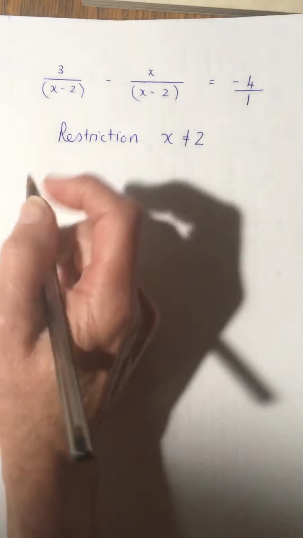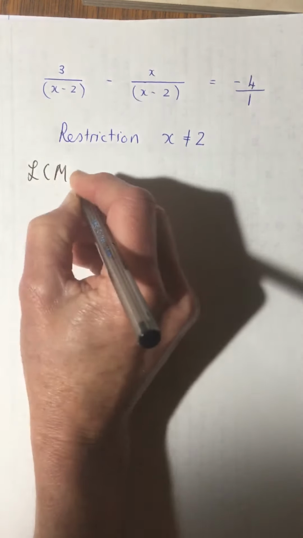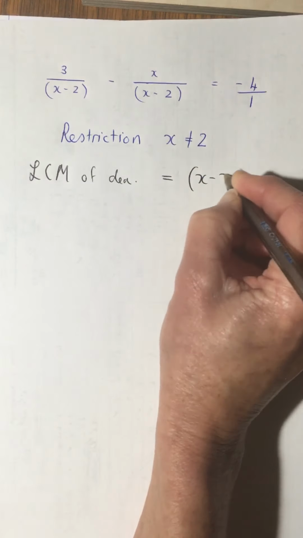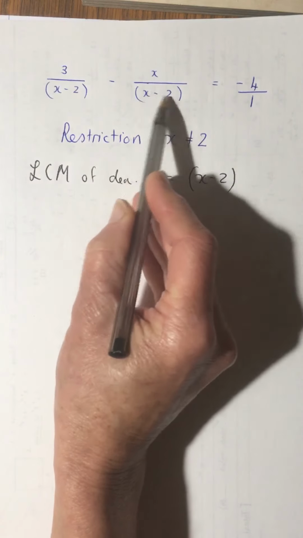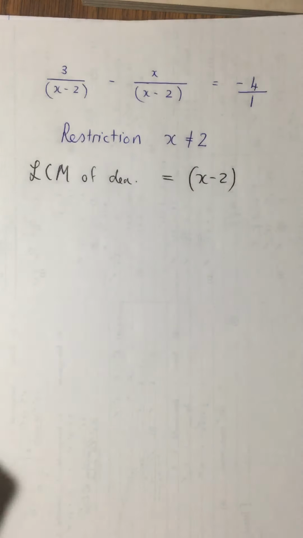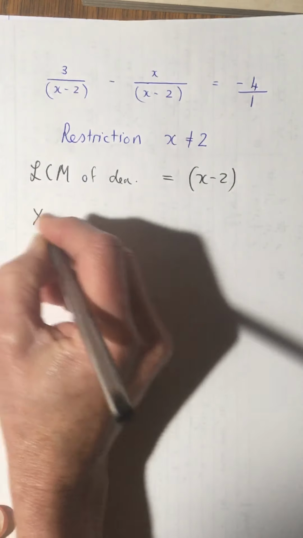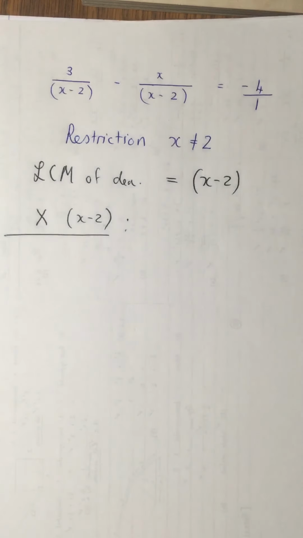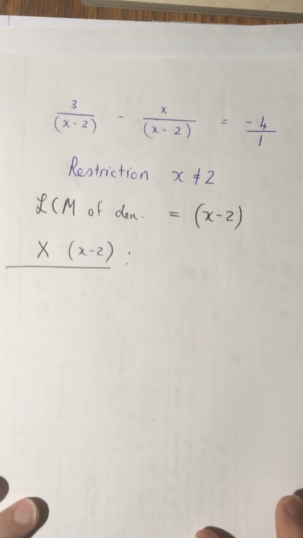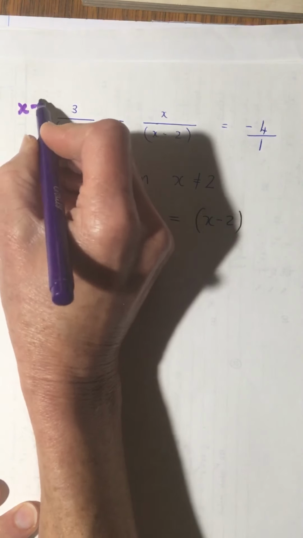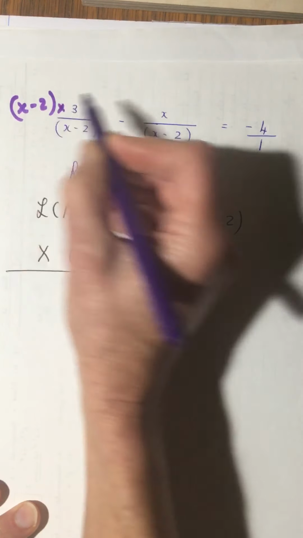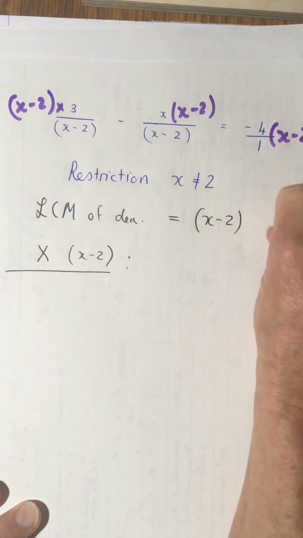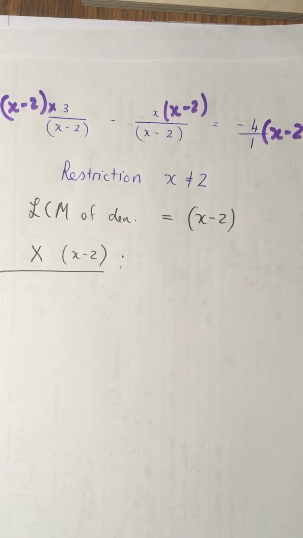In this case, the LCM of the denominators is equal to x minus 2. It's like the whole bracket, both terms. And what we will do, we will multiply the equation by x minus 2. Each term. I'm going to write it over here. We multiply here by x minus 2, here as well, and the same thing on the right hand side.